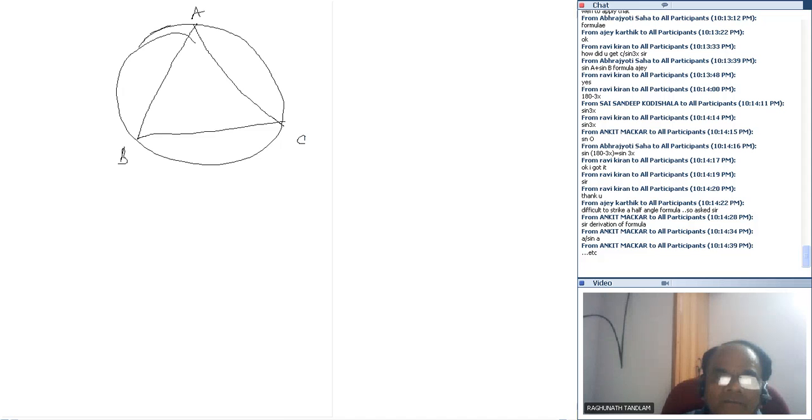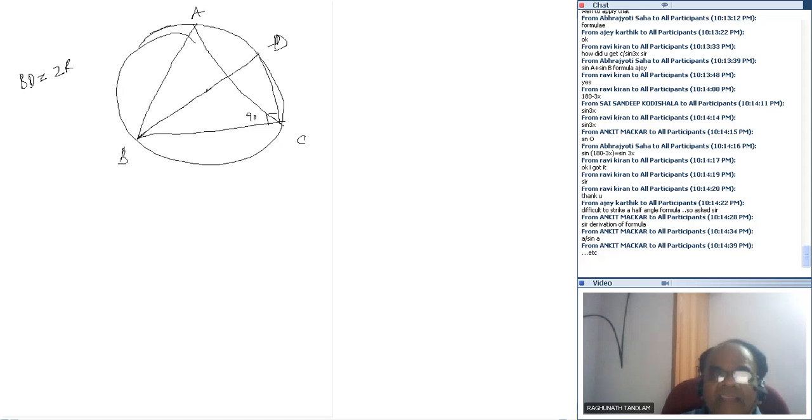From any point I can draw a diameter. Let BD be a diameter. What is BD? 2 circumradius. Join this. What is this angle? 90 degrees. Ankit, I'm explaining to you.